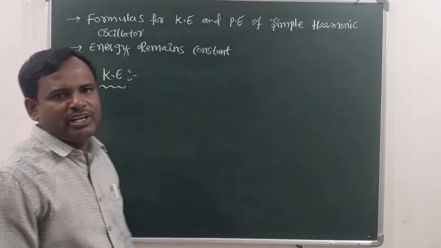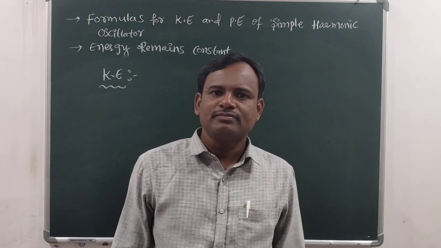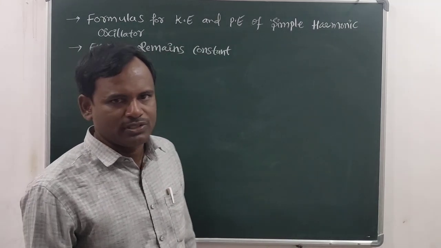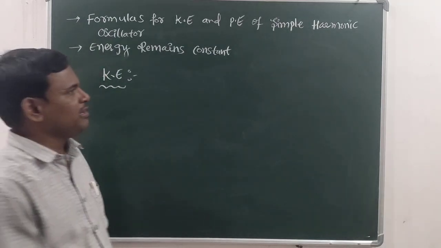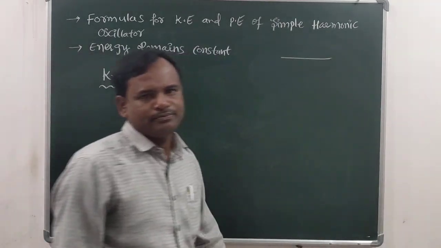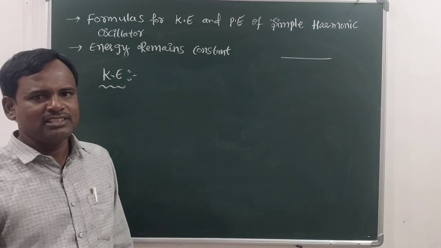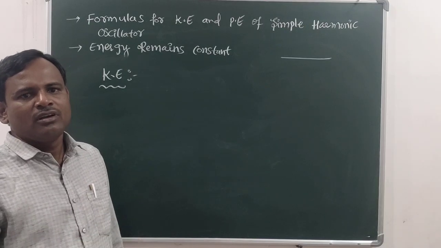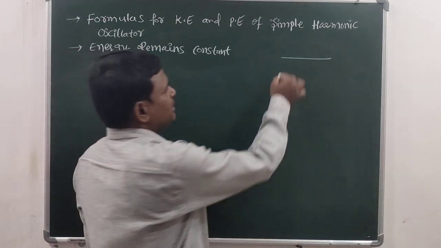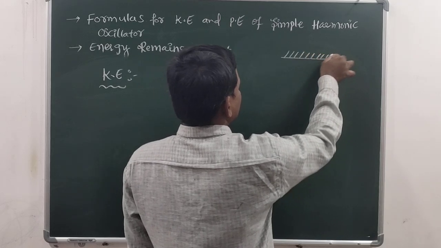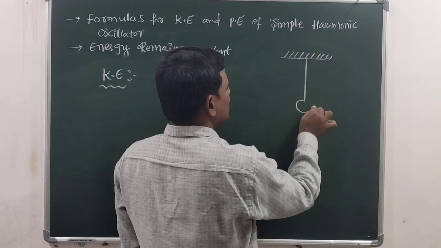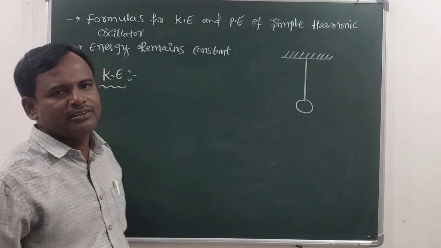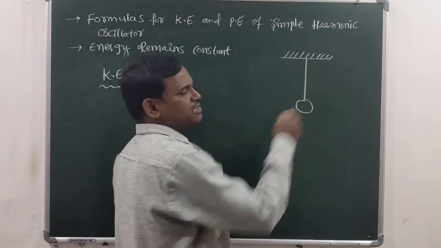I am going to derive the kinetic energy formula of an object which executes simple harmonic motion. For this, I would like to take a simple pendulum. You know, in our earlier classes, we have discussed the simple pendulum, which follows simple harmonic motion. See, this is a simple pendulum. Now pull it and leave it, and it makes oscillations.